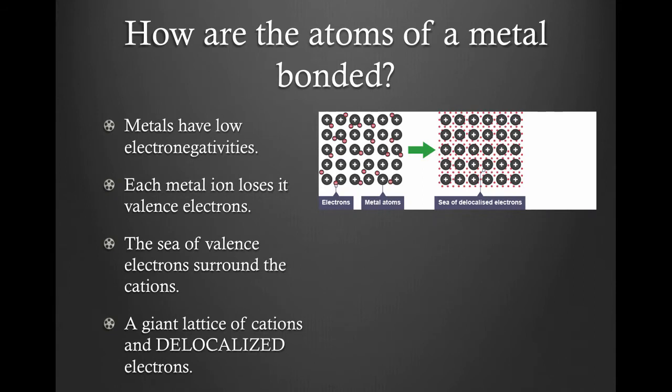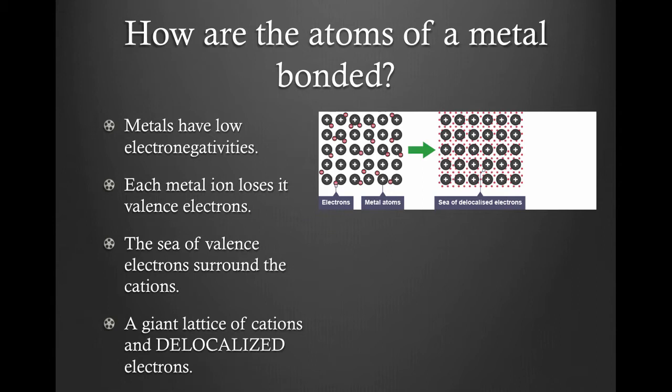So far we've learned how atoms are bonded in ionic and covalent compounds. So how are the atoms of a metal bonded? First of all, we know that all the metals have low electronegativities. They're on the left-hand side of the periodic table. So we know that each metal easily loses its valence electrons. And so if there's no nonmetal there to pick up this valence electron, what happens to it?